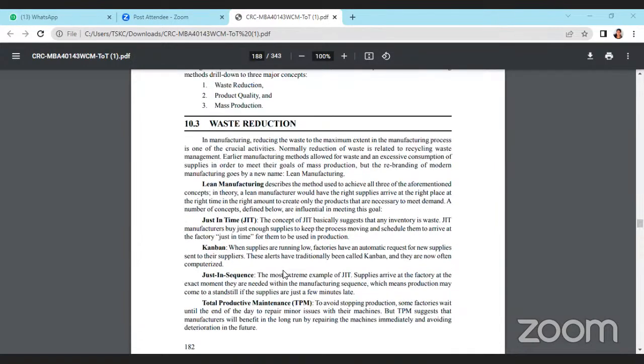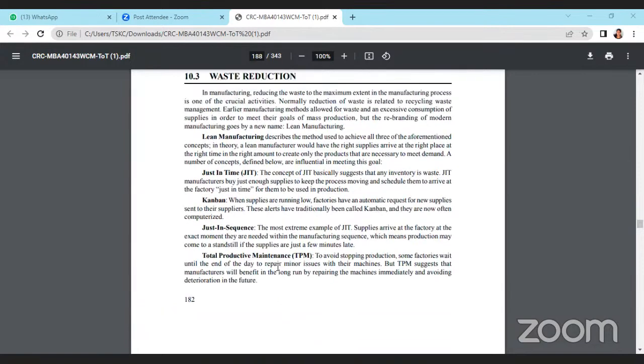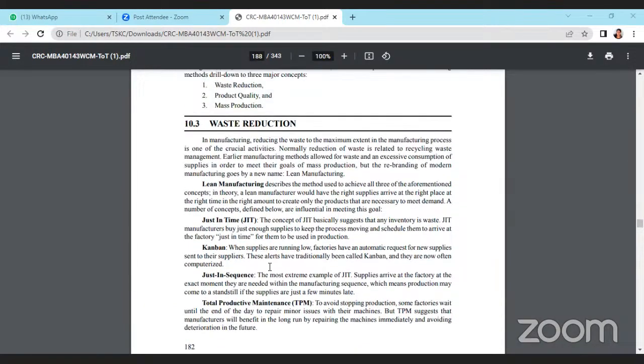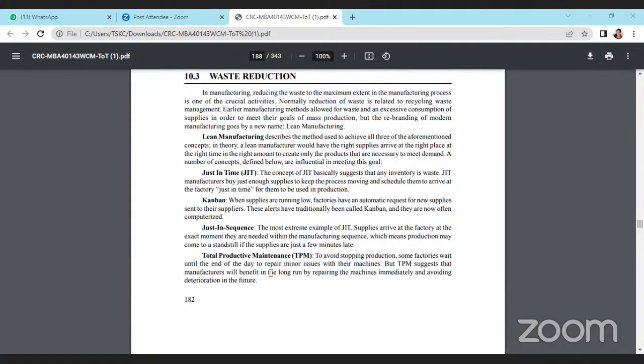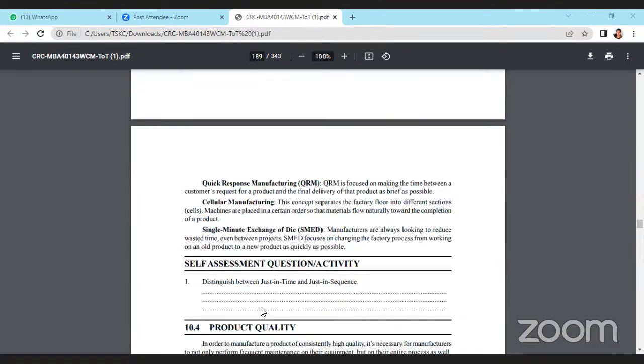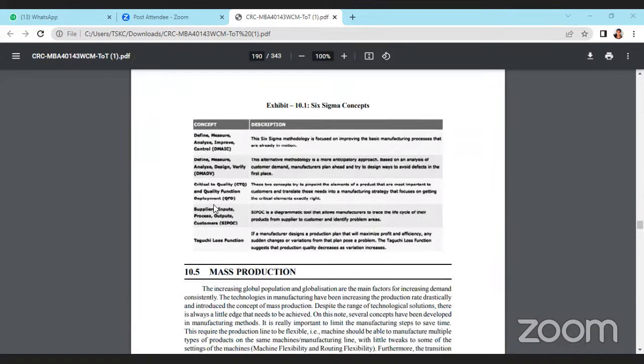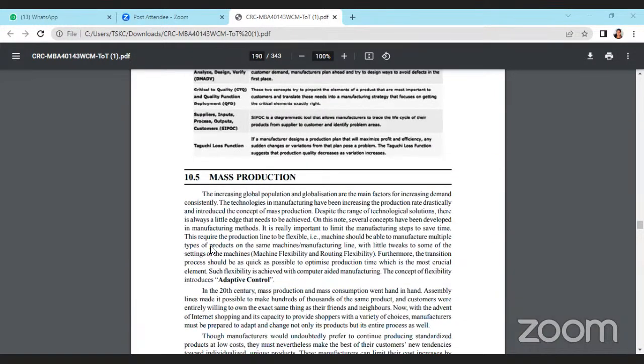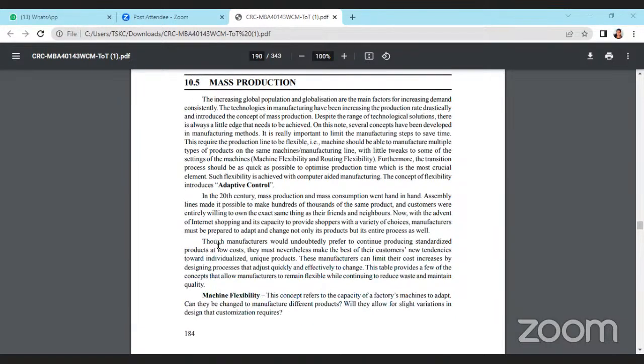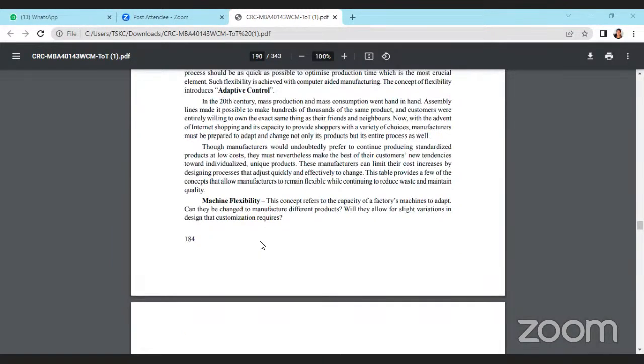So how do we achieve waste reduction? We have lean manufacturing, JIT, Kanban, which is nothing but a card system where they mention the details just in sequence, total productive maintenance, and product quality. You can see we have the Six Sigma concept where production is followed. When we talk about mass production, it requires machine flexibility and routine flexibility. In turn, this concept talks about adaptive control, wherever there is a requirement for larger production of units, it has to do that.